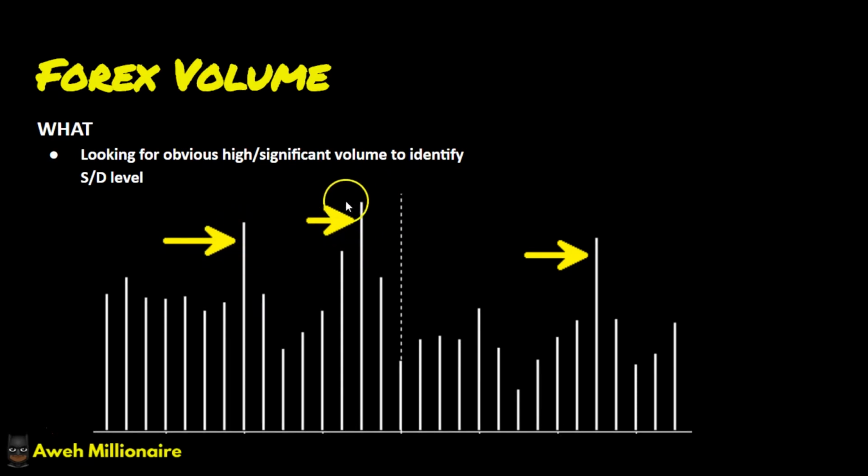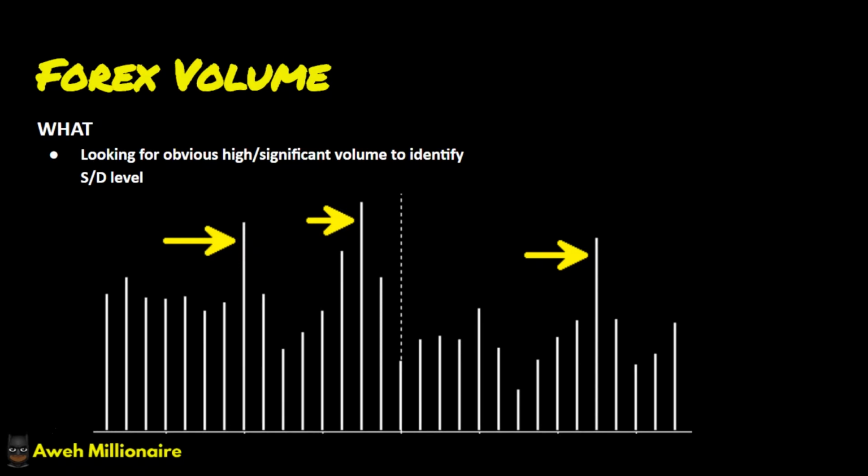Here's another obvious high significant volume, and here again obvious high significant volume. Okay, and this is specifically what you're looking for. It almost has to be obvious. If it's not obvious, then clearly it's not a significant volume that you can use to identify the supply and demand level. So obvious high, obvious significant volume to identify our supply and demand level.